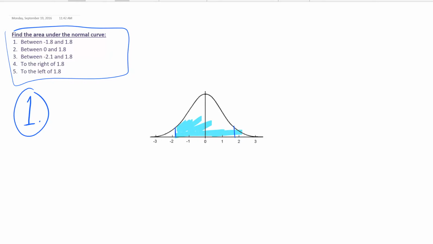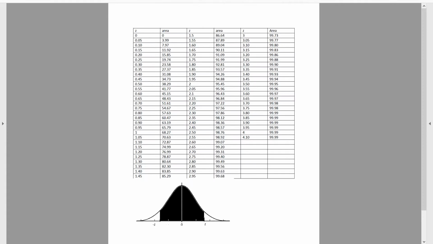The first step is to sketch the area you are looking for. Now, this may not be necessary for everyone, but it certainly helps to picture what you are looking for. So I've sketched the area roughly of the area under the normal curve between negative 1.8 and 1.8. Now let's look at the normal curve table.